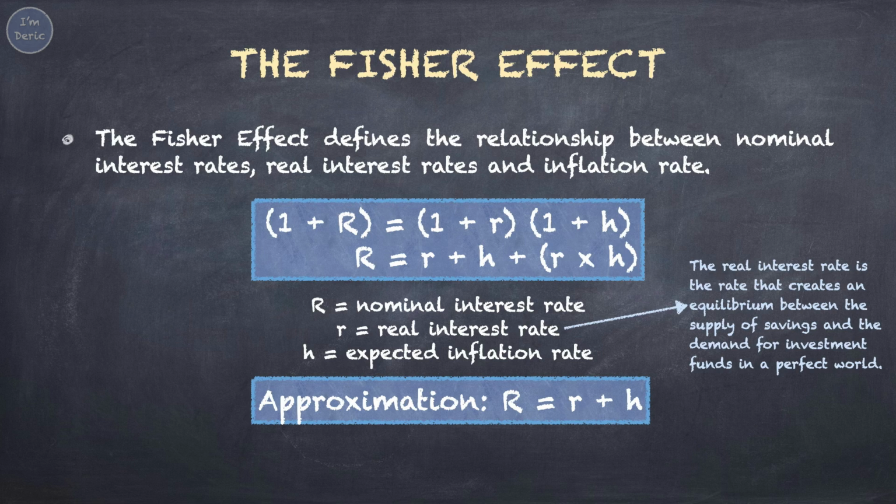Specifically, the real interest rate is the rate that creates an equilibrium between the supply of savings and the demand for investment funds in a perfect world. In this context, a perfect world is one in which there is no inflation, where suppliers and demanders have no liquidity preference, and where all outcomes are certain.